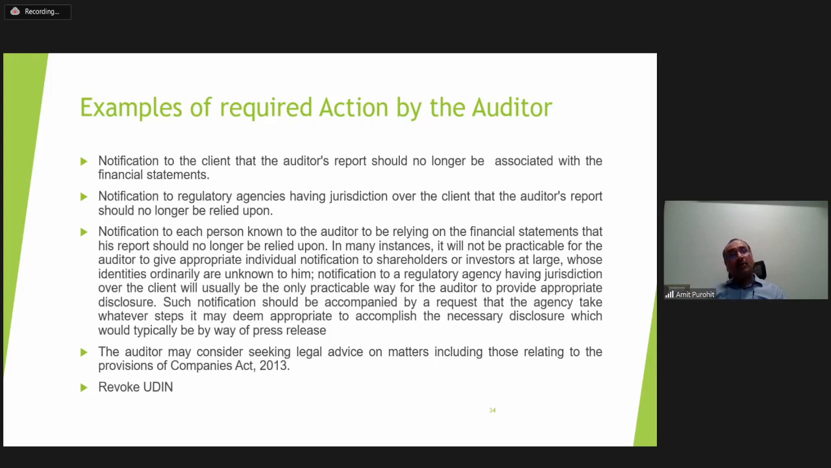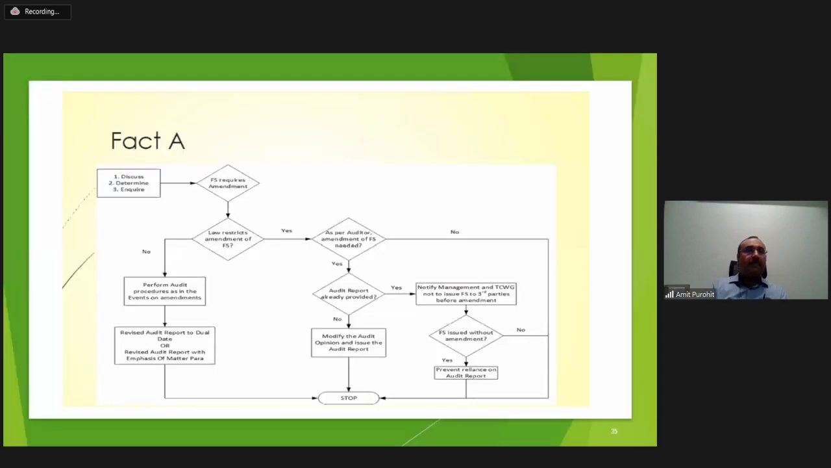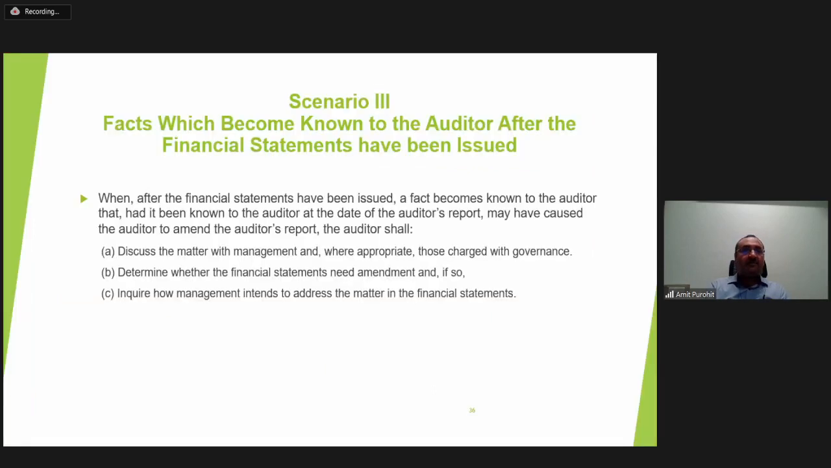importance is revoking the UDIN. Since the auditor now says that his audit report should not be relied upon, he is required to revoke the UDIN. And he will also notify the relevant authorities. Now, this is the pictorial representation of this particular scenario. Now, let us go to the third scenario.